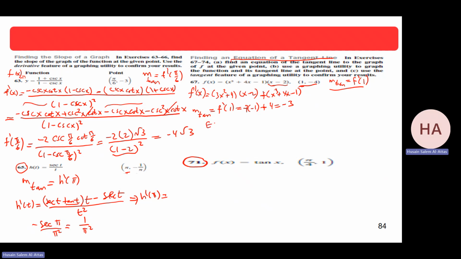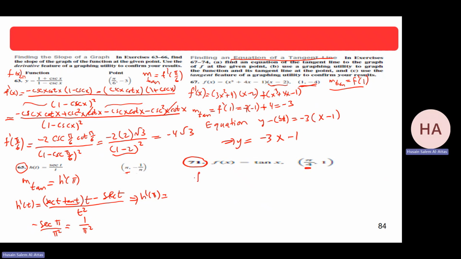So the equation, this is the point: y plus 1 minus minus 4 equals the slope times x minus 1. So it means y is minus 3x plus 3, minus 4 plus 4, take it the other way, so it's minus 1. So y equals minus 3x minus 1. So that's the equation. This one is easier.